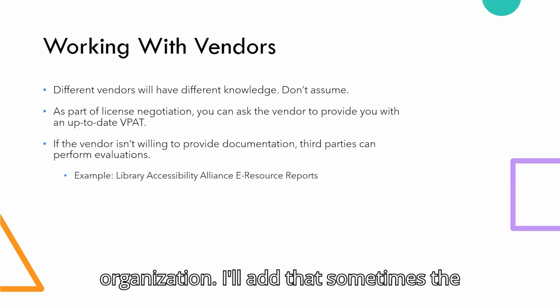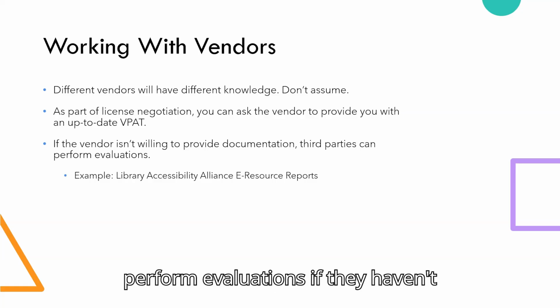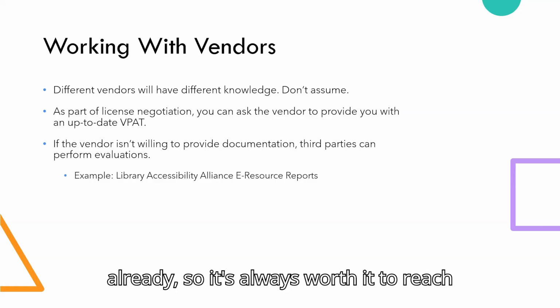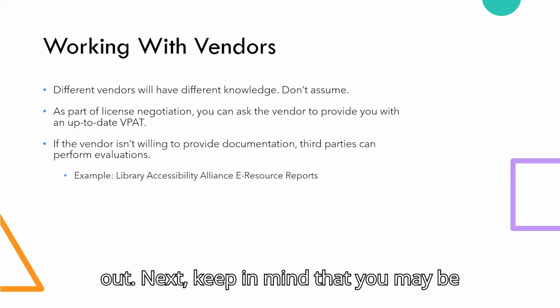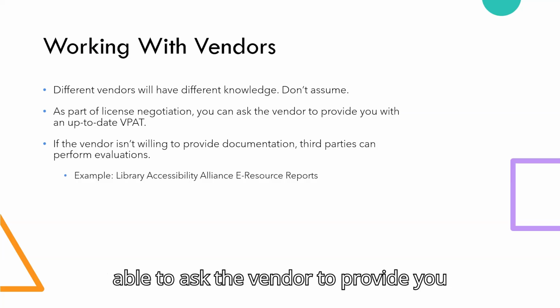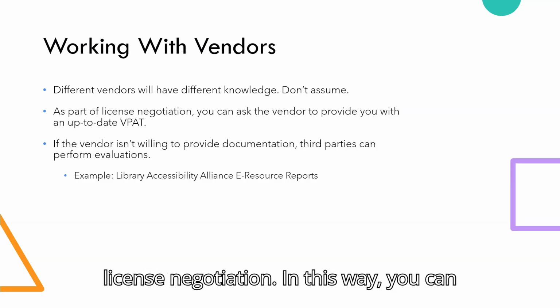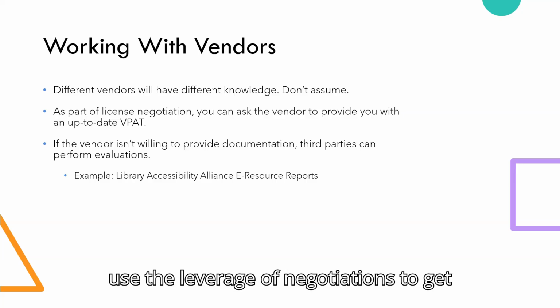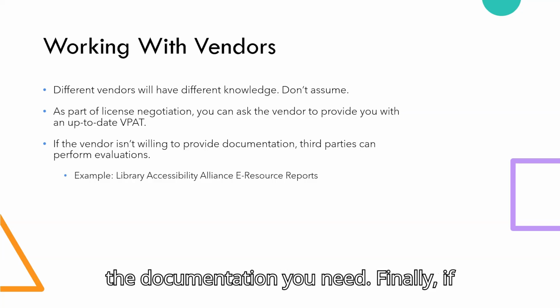I'll add that sometimes the act of asking can prompt vendors to perform evaluations if they haven't already, so it's always worth it to reach out. Next, keep in mind that you may be able to ask the vendor to provide you with an up-to-date VPAT as part of license negotiation. In this way, you can use the leverage of negotiations to get the documentation you need.